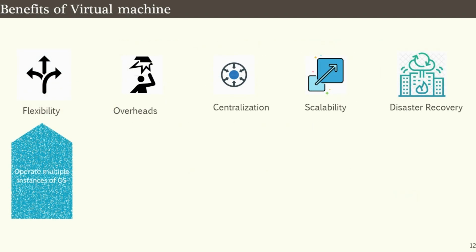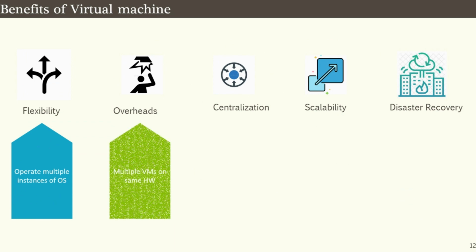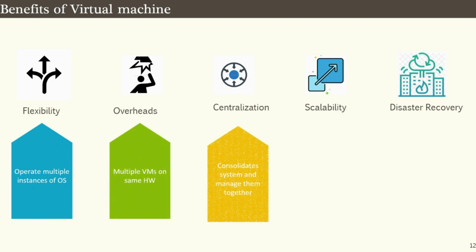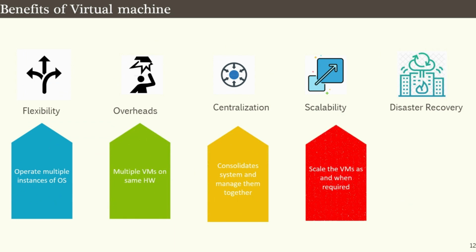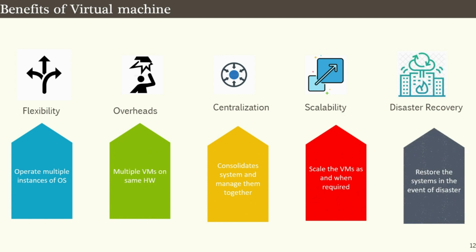Now, let's see some of the top benefits of going for VMs. There are many benefits in the VM, and the top five are listed here. The first one is operate multiple instances of OS. Due to the extra layer of abstraction, it is possible to mix and match operating systems by running a Windows VM inside a Linux OS or a Linux VM on a Mac OS.